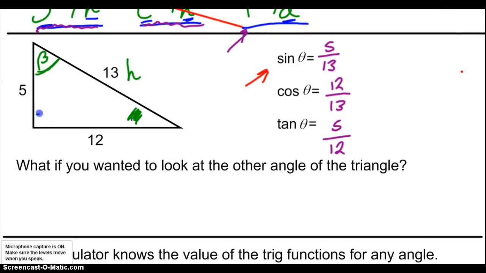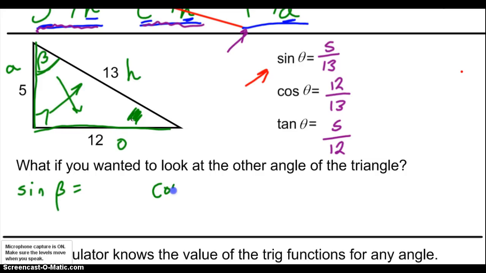13 will still be the hypotenuse, the longest side across the right angle, but now 5 is the adjacent side because it's next to beta, and 12 is the opposite side since it's across from the angle we're looking at, opposite. So now, let's try and figure out what sine of beta is, what cosine of beta will be, and what tangent of beta will be.